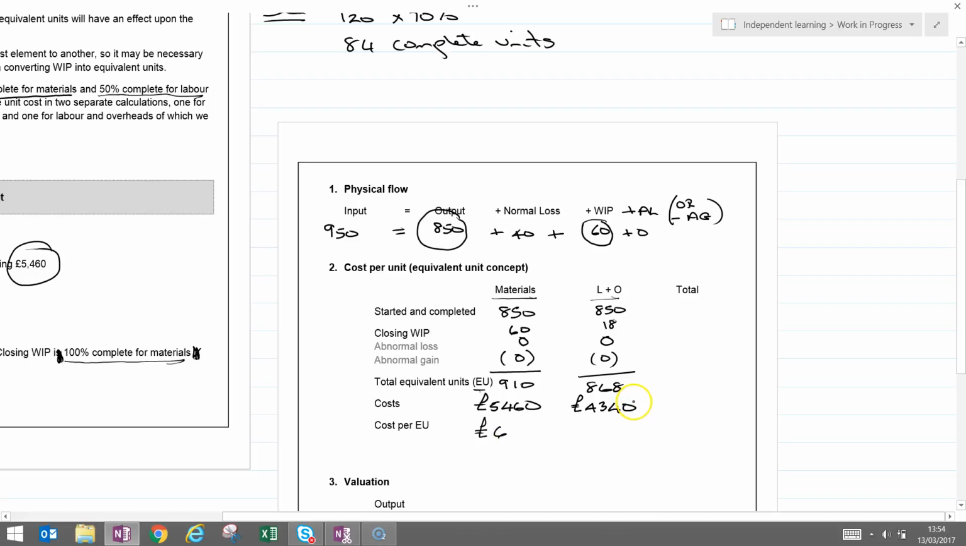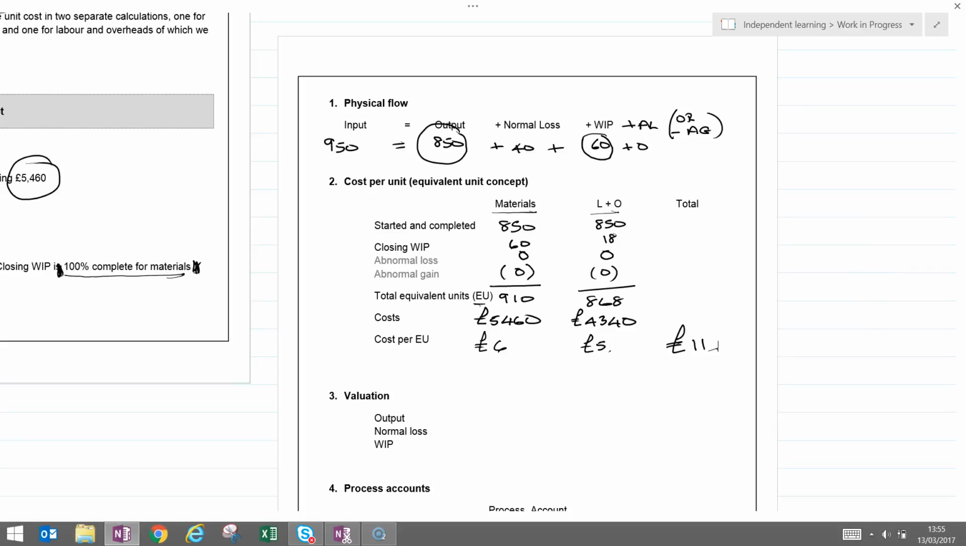4340 divided by 868 gives us £5. So the total cost of a complete unit is £11. So that is step 2. Step 3, as we did before, is to now value everything. So valuation of our output.